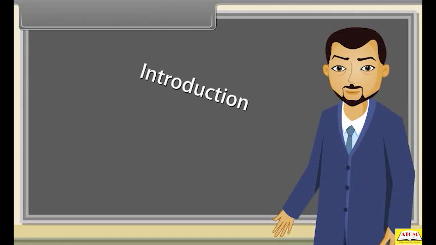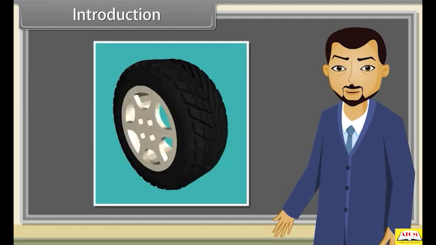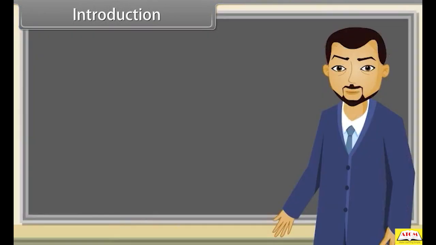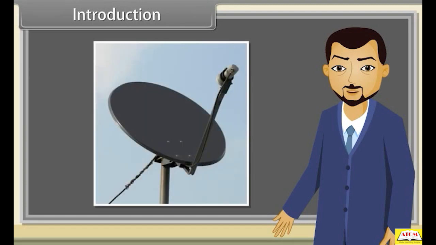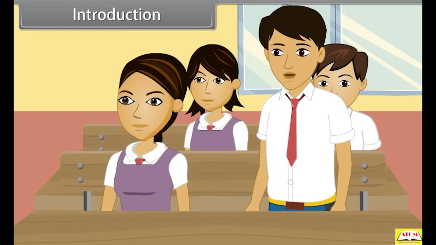Introduction. Get ready, students. Today we will learn conic sections. Have you ever seen the wheel? What kind of shape does it have? Yes, it is circular in shape. How many of you have a dish TV at your home? And do you know what kind of shape it has? Yes, it is a parabolic shape.